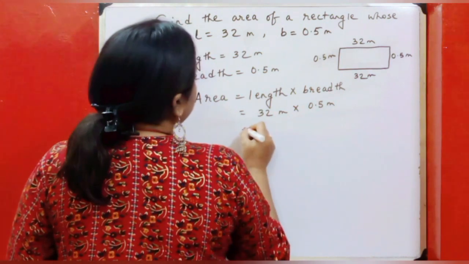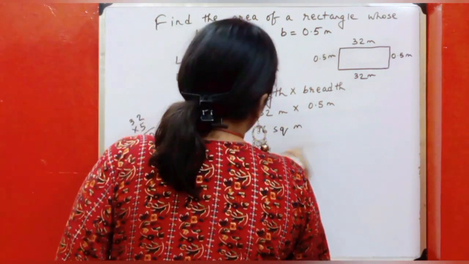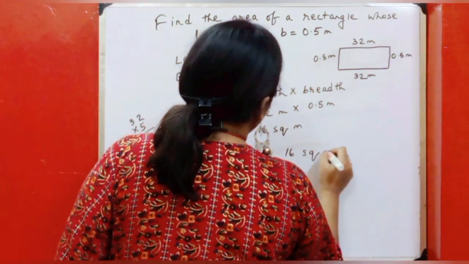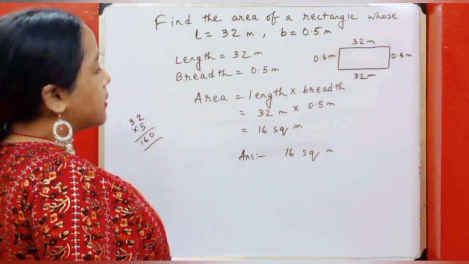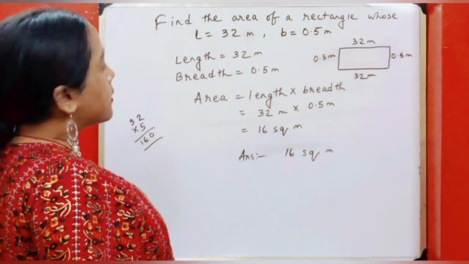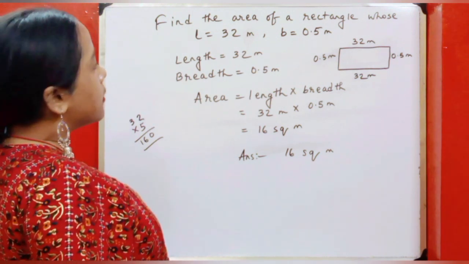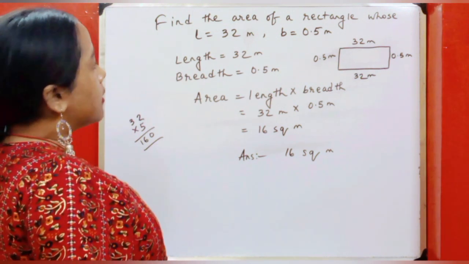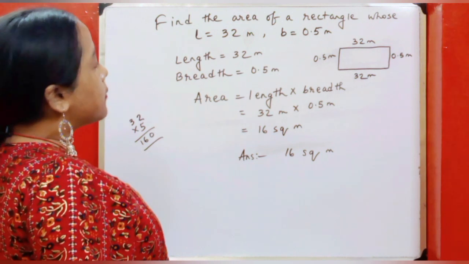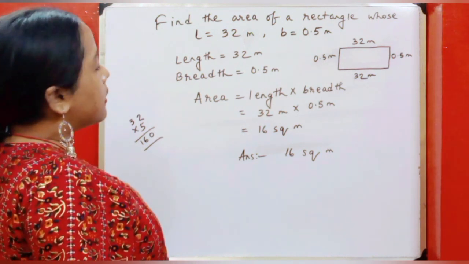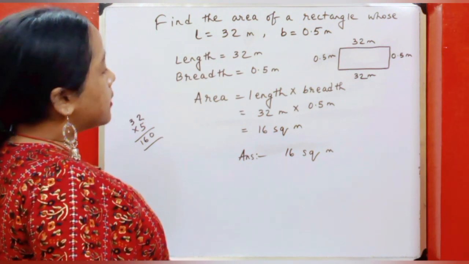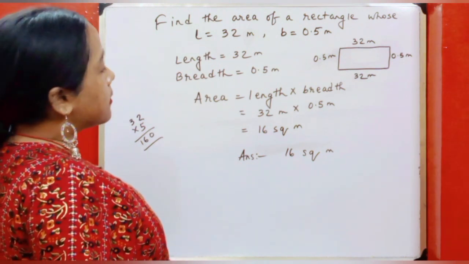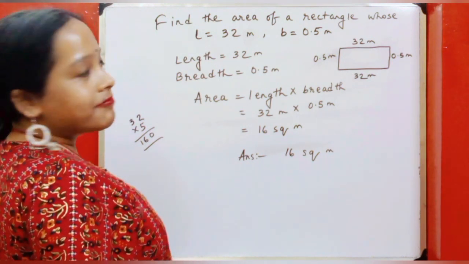32 meter by 0.5 meter. Answer 16 square meter. Meter multiplied by meter, square meter. Find the area of a rectangle whose length is 32 meter, breadth 0.5 meter. Length 32 meter, breadth 0.5 meter. Area is equal to length multiplied by breadth, is equal to 32 meter multiplied by 0.5 meter. So it's 16 square meter. Answer 16 square meter.